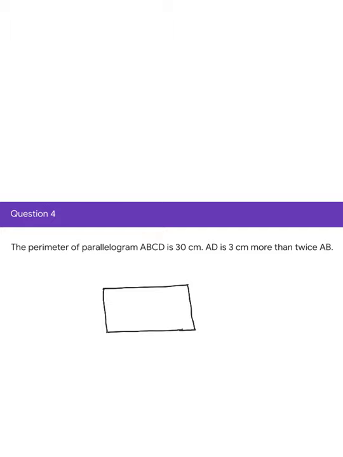So it's telling us the perimeter of a parallelogram ABCD. All we know is that this is a parallelogram, so I don't know if any of these corners are 90 degrees. All I know is that opposite sides are parallel, and I also know they're congruent. They're saying that the perimeter is 30, so all sides added up is 30.